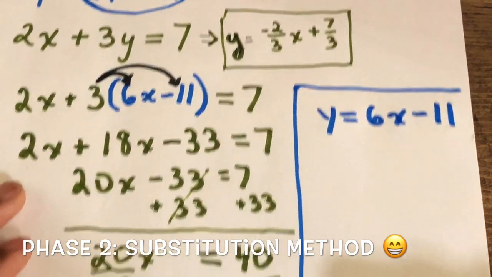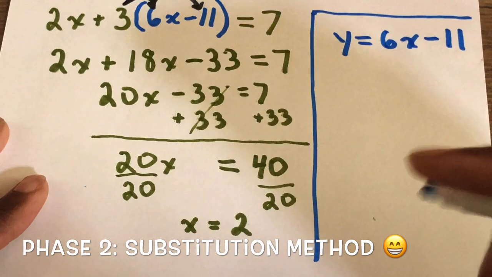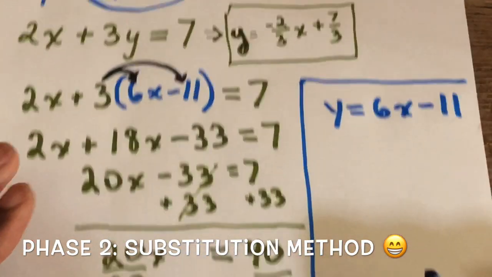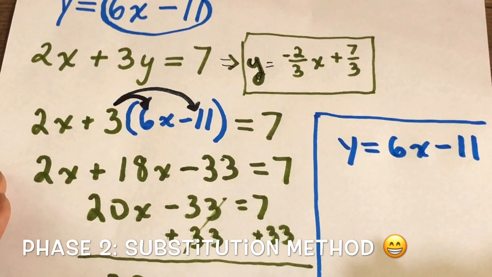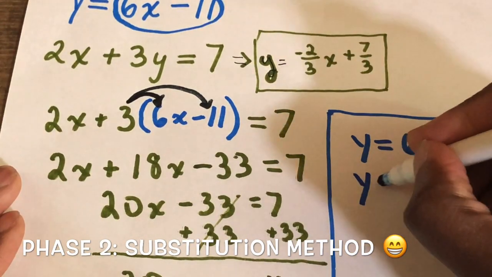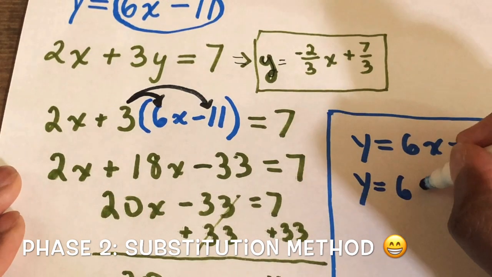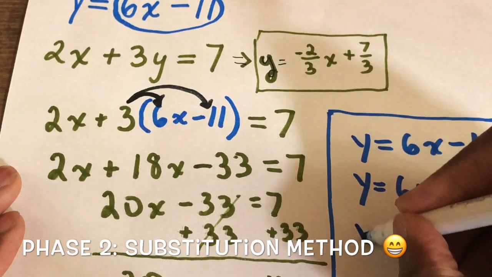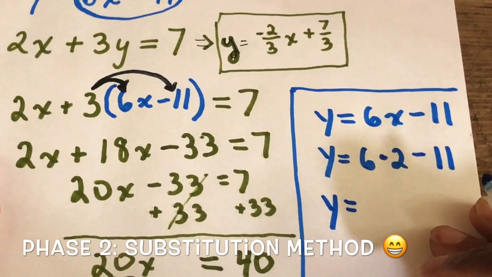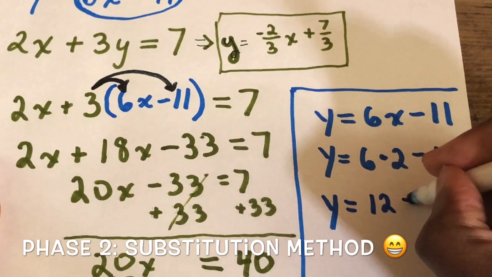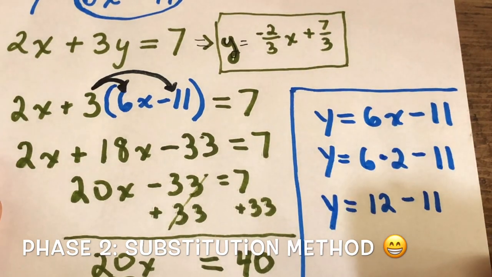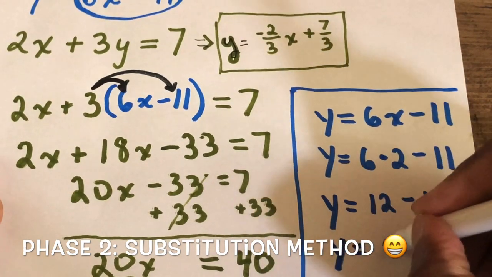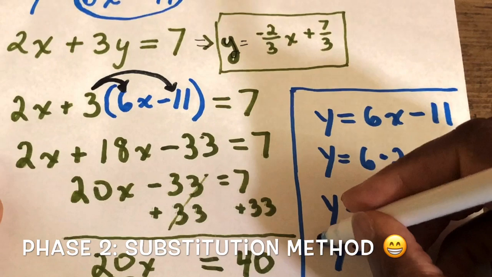And we know that x is equal to 2. Just box that in: x is equal to 2. So now I'm going to substitute my x with 2. y is equal to 6 multiplied by 2 minus 11. And so y is equal to 6 times 2, which is 12, and 12 minus 11. So y is equal to 1.